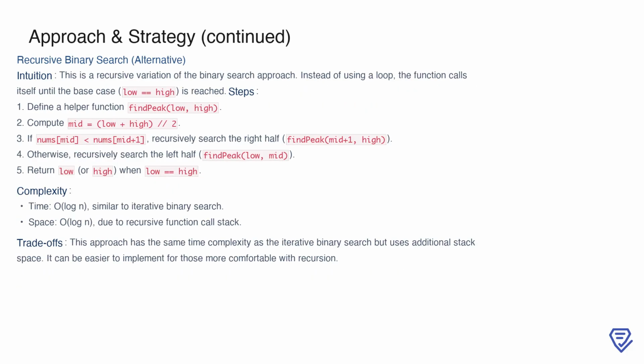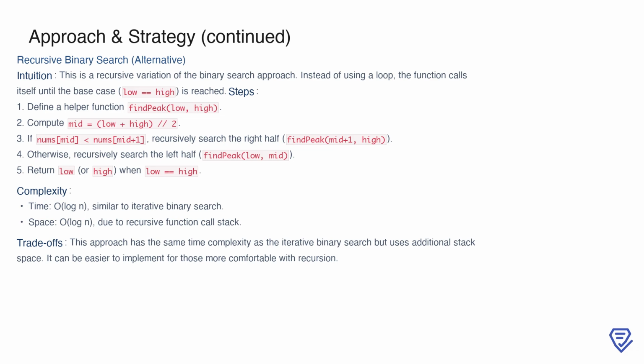An alternative to the iterative binary search is a recursive binary search approach. The intuition remains the same. We use the relationship between the middle element and its neighbors to decide whether to search the left or right half of the array. Instead of using a loop, we define a helper function that takes low and high as parameters and calls itself recursively until the base case is reached, where low equals high.